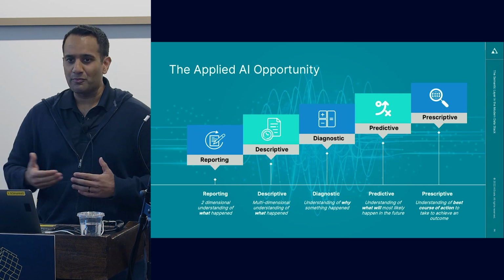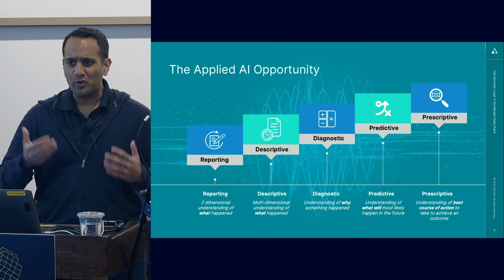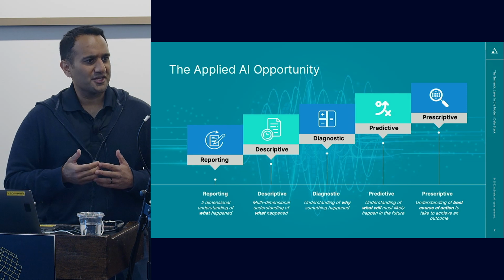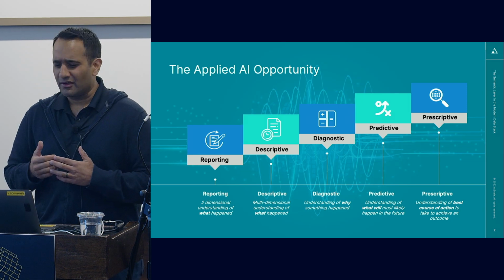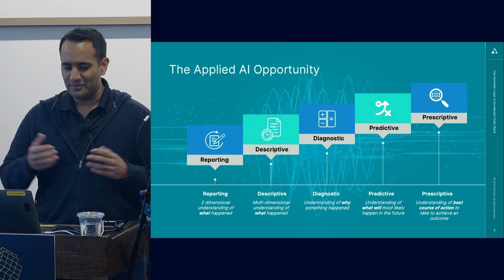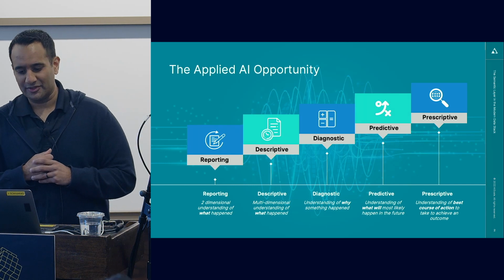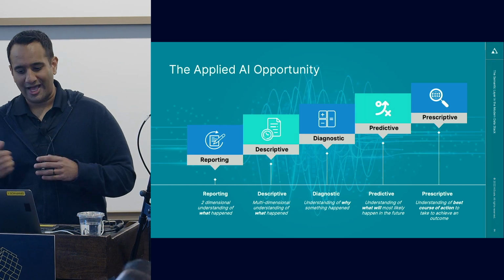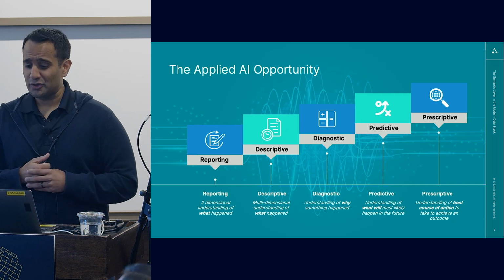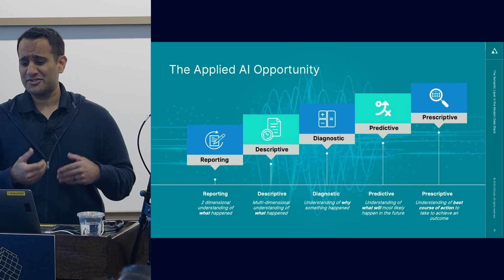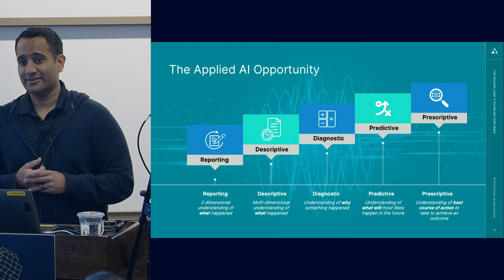So when you look at the different boxes, it's things that we all understand. Reporting, right? Understanding of what happened. Descriptive analysis. What happened, but give me more multidimensional views of it. Diagnostics, how it happened and why it happened. Predictive, what will happen. And then ultimately prescriptive, what's the best course of action I should be taking?